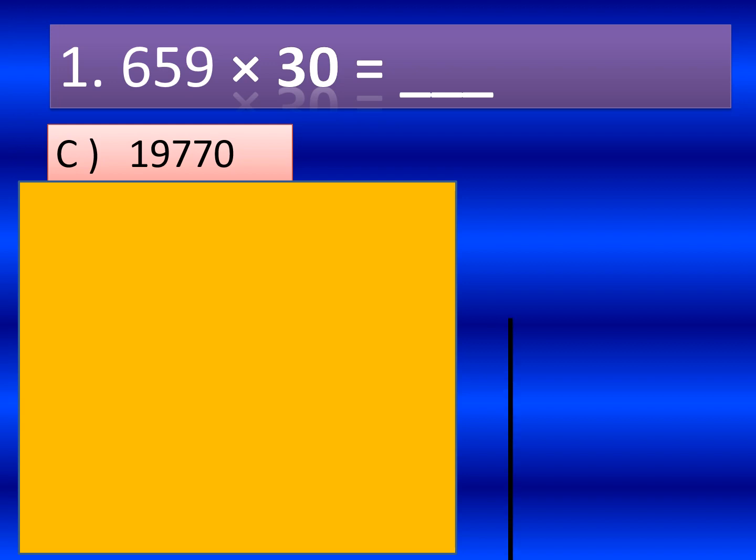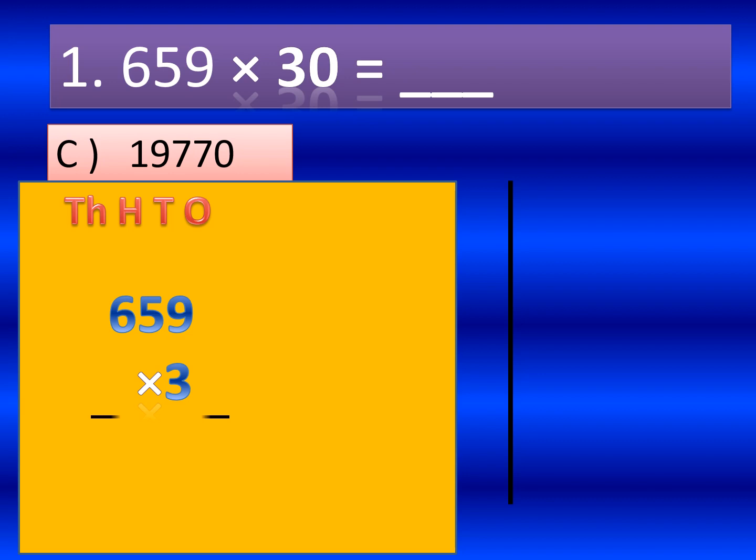19,770. Let's see how. The places: thousands, hundreds, tens and ones. Now the first number, 659. From the second number, only 3 in the tens place is to be considered for the multiplication to make it simplified. As in its ones place there is 0, we can include that 0 in the final answer.